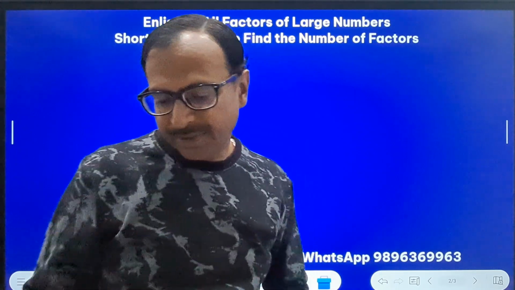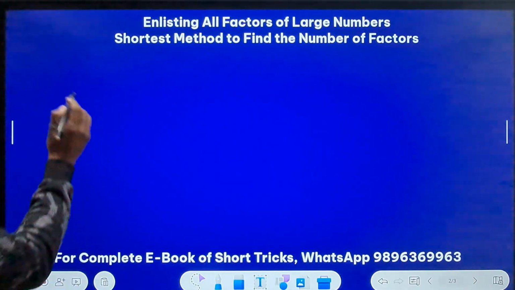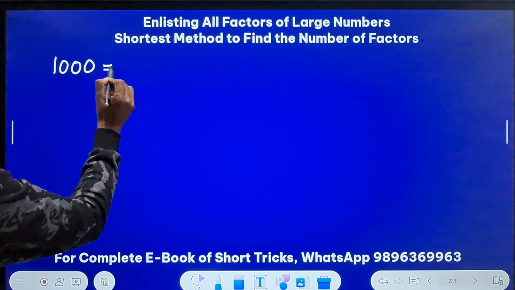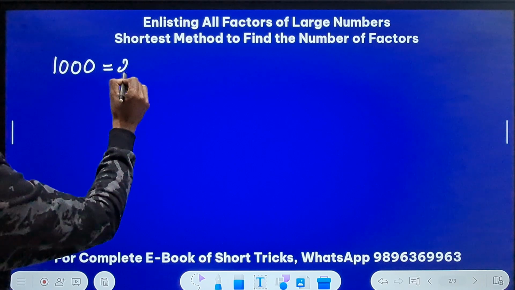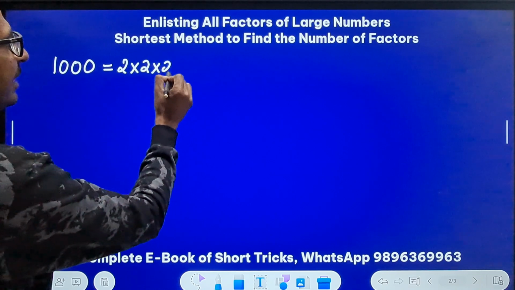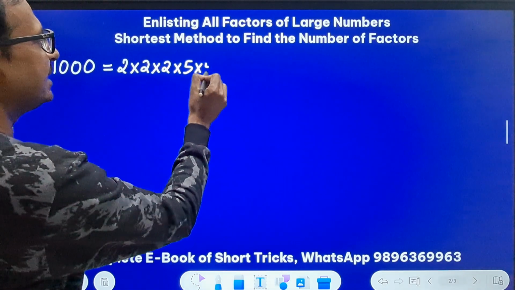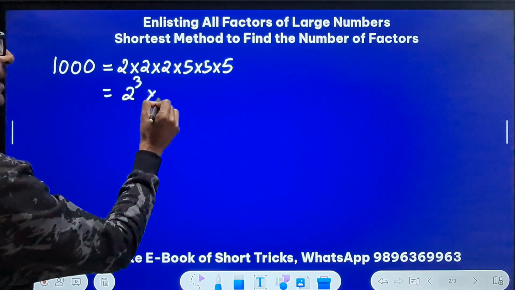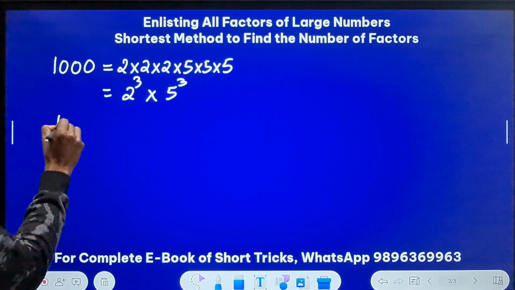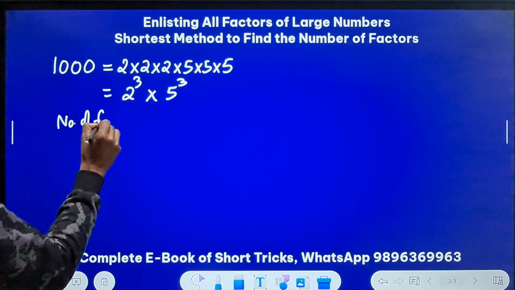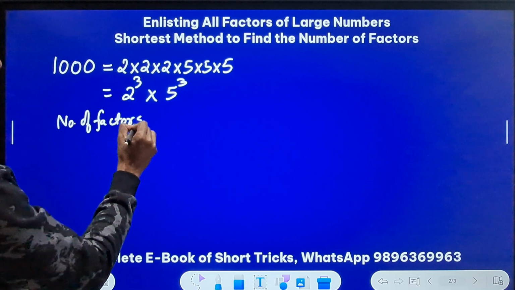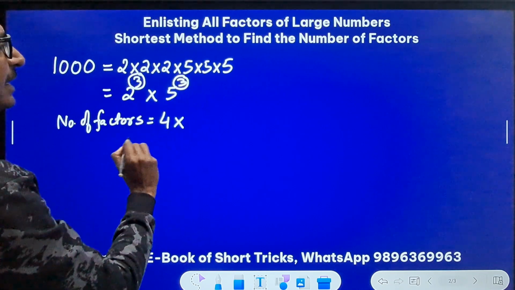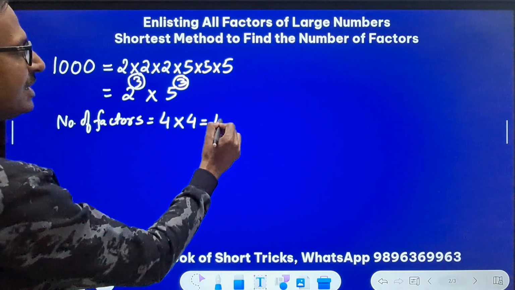Okay, so let's see the third example, that of say 1000. Okay, 1000 is an easy number. 10 times 10 times 10, so 2 times 2 times 2, and 5 times 5 times 5, right? Now this is 2 raised to power 3 and 5 raised to power 3, and therefore the number of factors of 1000 will be, just increase the exponent by 1, multiply by, increase this by 1, you have 16 factors.